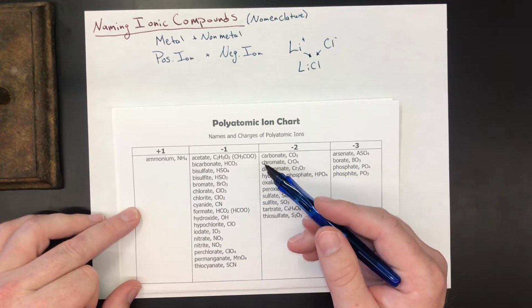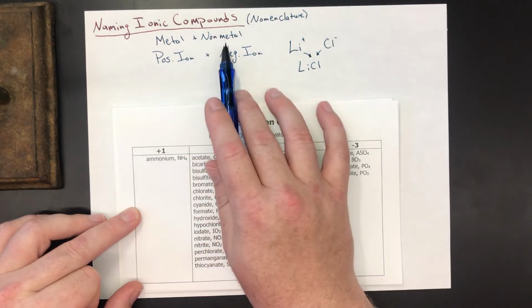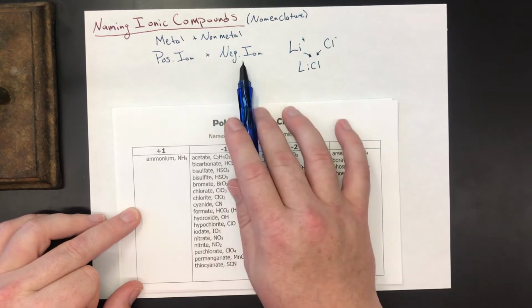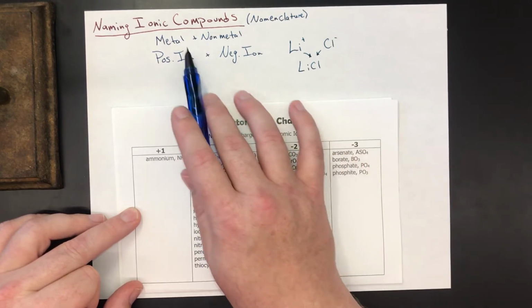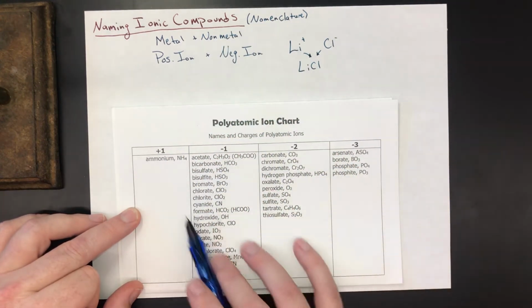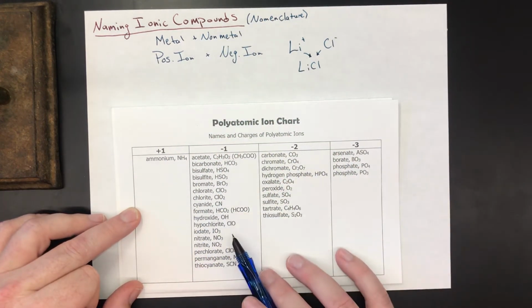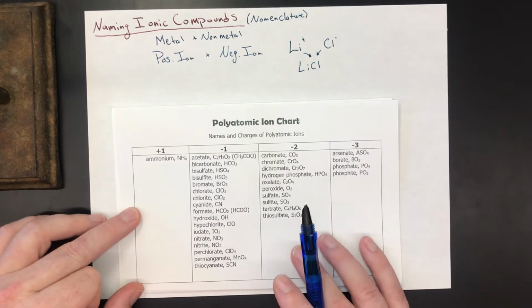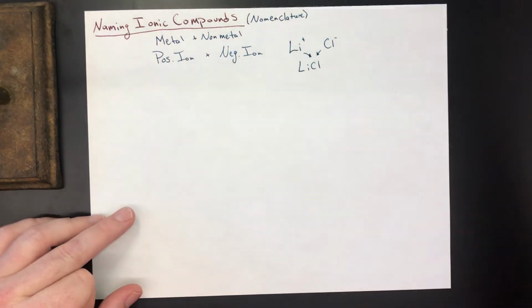Most of the time you'll hear teachers say it's a metal plus a non-metal. A better idea would be to think it's a positive ion and a negative ion. In terms of the periodic table, metals are going to be positive ions, non-metals are going to be negative, but we do see these polyatomic ions popping up. It would be a good idea to start memorizing some of these. Depending on which chemistry course you're taking, your teacher may ask you to memorize more or less of these polyatomic ions. So how do we name these?